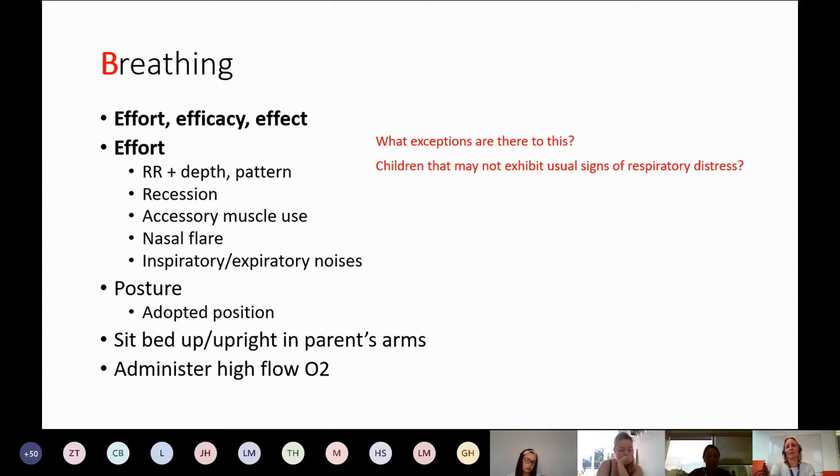So just to put that question out there again, can anyone think of any children that they have cared for that haven't been able to exhibit those signs of respiratory distress? Any particular groups of patients? So compensating. So yeah, they might show some signs rather than all of them. So yes, you might start to get an increased respiratory rate, but actually that's pretty effective and you haven't got other things going on.